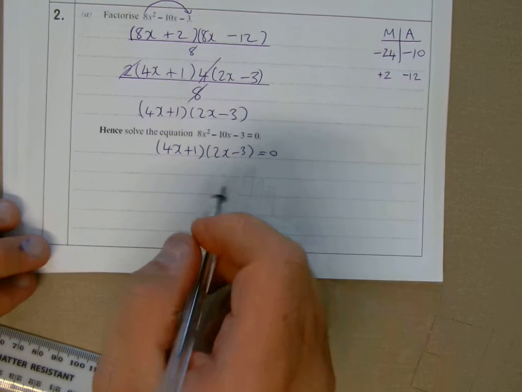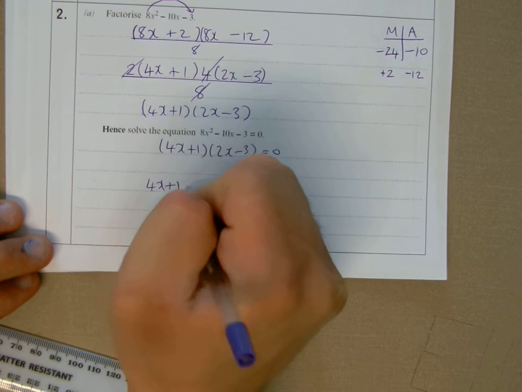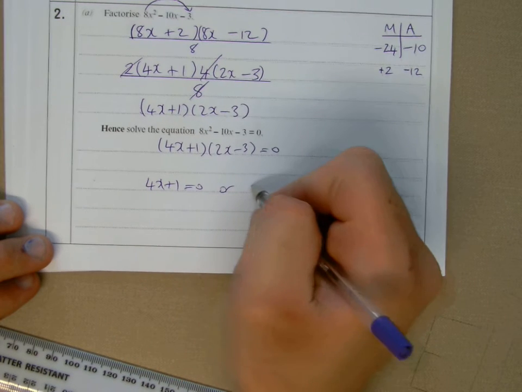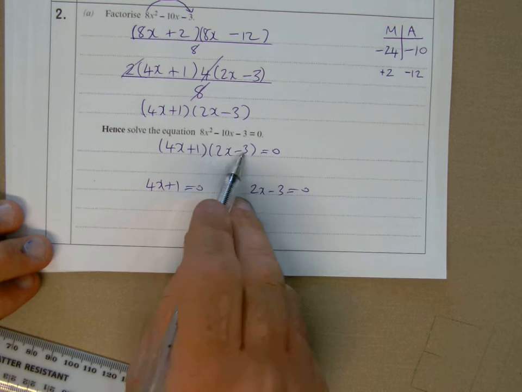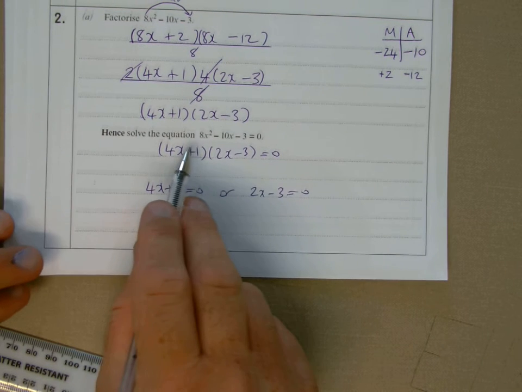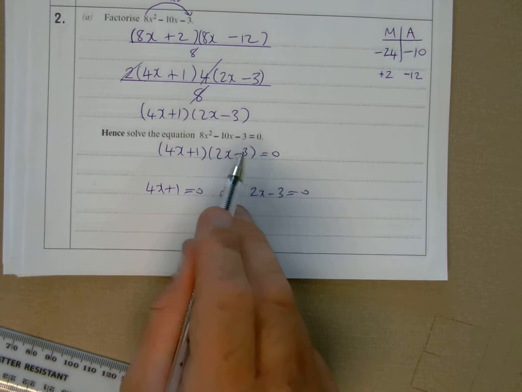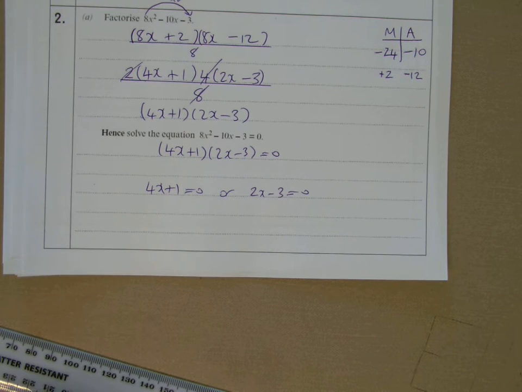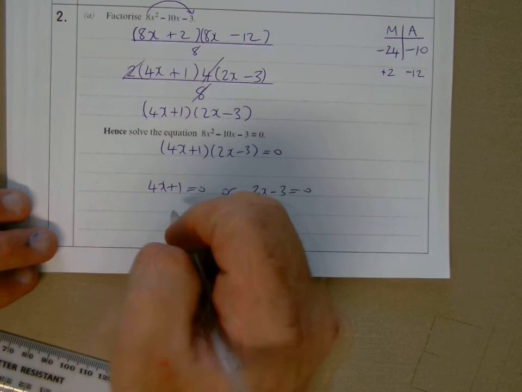When the bracket's equal to 0, we can say, look, either the first one is equal to 0 or the second one is equal to 0. Because when you've got two things multiplied together and equals 0, one of those things has got to be 0, isn't it? If we times two numbers together, the only time the answer is 0 is if one of them is 0. And it's the same here. One of these brackets has got to equal 0.